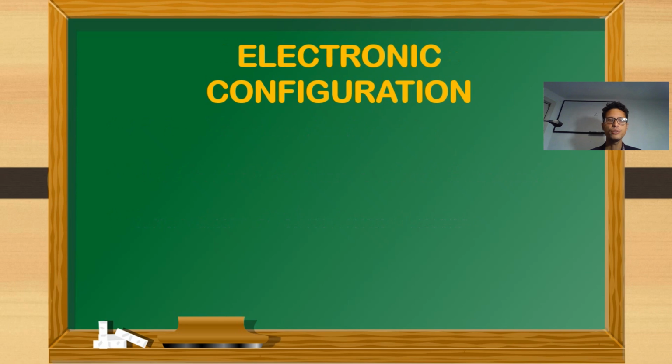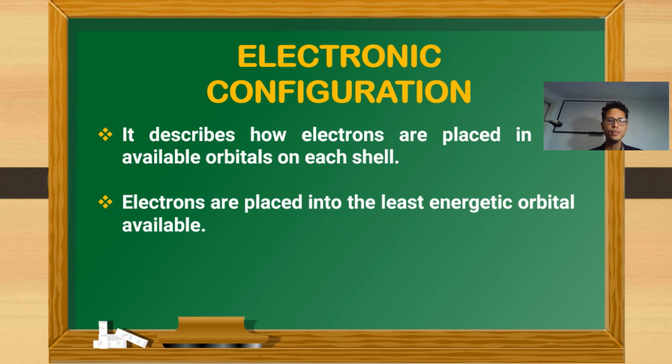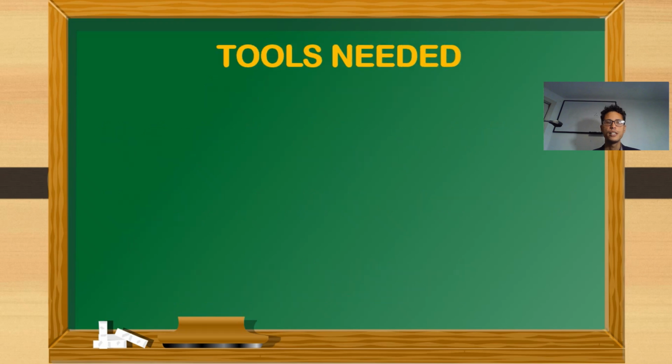So, electronic configuration. The purpose of the electronic configuration is to put the electrons in the available orbitals on each shell. The electrons are placed into the least energetic orbital available for that particular shell. By doing that, we are producing the most stable, or least energetic, configuration, which is called the ground state electronic configuration. To perform the electronic distribution, you need some tools.